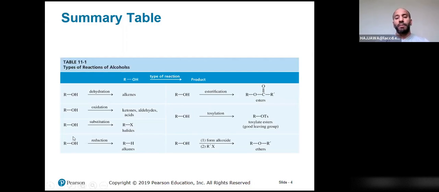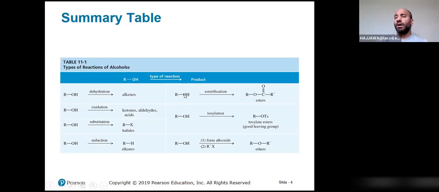The third reaction is substitution. So OH is a bad leaving group, so we're going to have to activate it to be able to substitute it with another group, such as halides. We'll see that reaction in the next part. Reduction, meaning taking off the OH totally. We will see how we're going to do that.